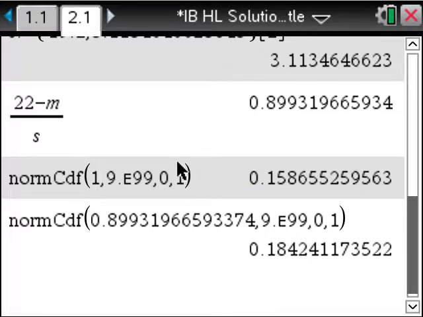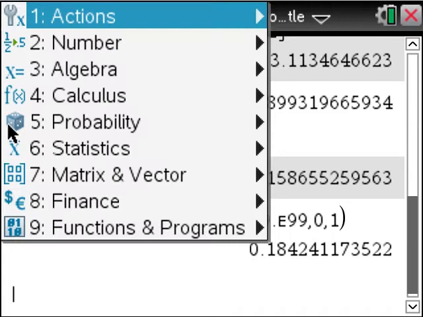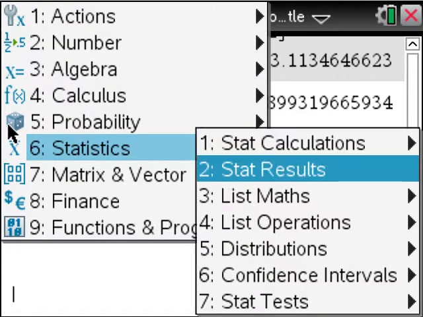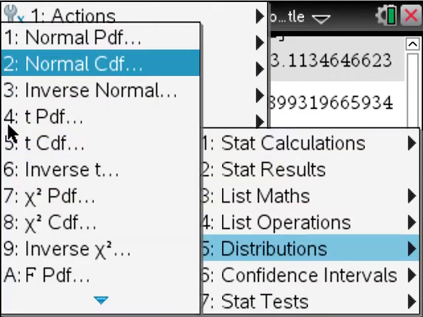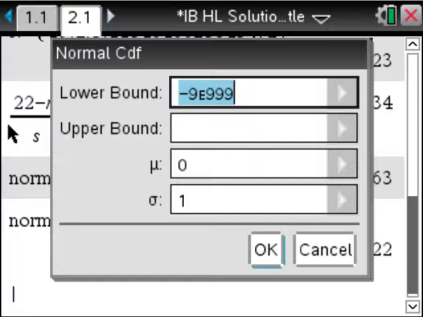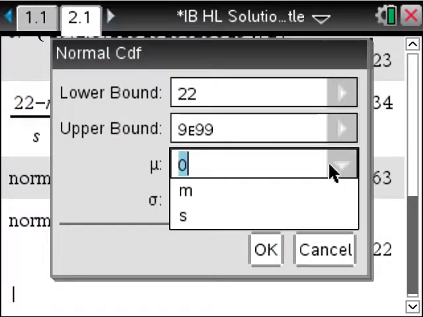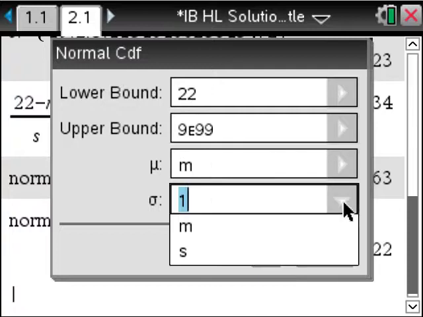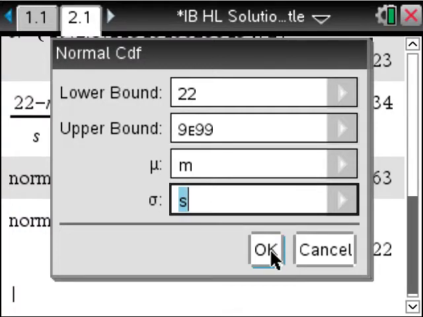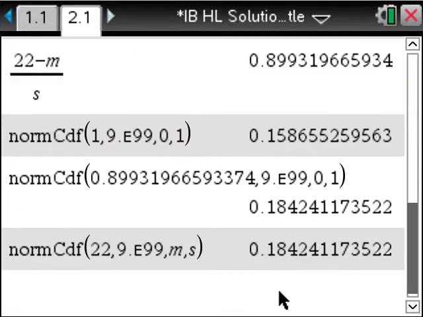Another way you could have done that is you could have gone Menu, Statistics, Distributions, Normal CDF, and we're looking from the lower bound of 22 up to the upper bound of 100, but if I just do 9E99, that's normally enough. And for my value for mu, I can choose m. For my value for sigma, I can choose s, and I get exactly the same answer that way around, depending on how you've met the topic of standardization.